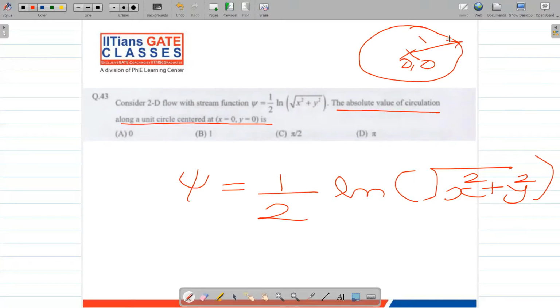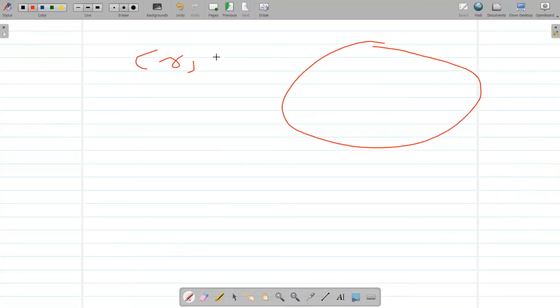Since it is a circle they are asking about, and we know that circulation is nothing but the line integral of v dot ds, we have to take the dot product. We have to take a small section ds of this particular circle, and then take the dot product with the velocity along this small strip, and then integrate it for the entire circumference of the circle. So let's try to do that. And since we are talking about circles, it'll be much easier to deal with polar coordinates r, theta than the xy coordinates.